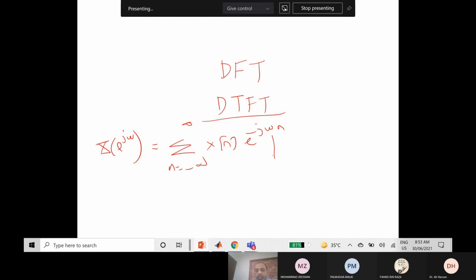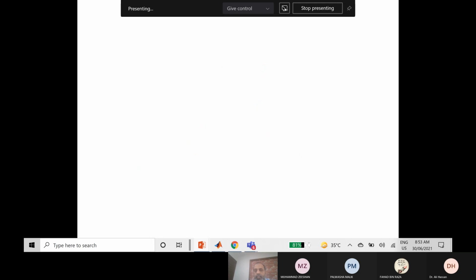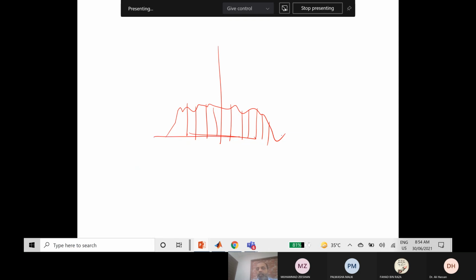The issue with this formula is that the variable omega is a continuous variable, and it varies from minus pi to pi. We know that using a digital computer, we cannot compute anything which is continuous in nature. So the best we can do is discretize it. We can only find its value at discrete intervals in time or frequency, depending upon the axis.